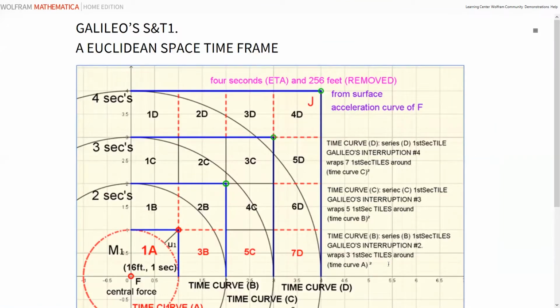So here's the leap, a continuing series sum of odd numbered tiles. Series A is 1 tile, B is 3 more, C is 5 tiles and D 7 tiles.